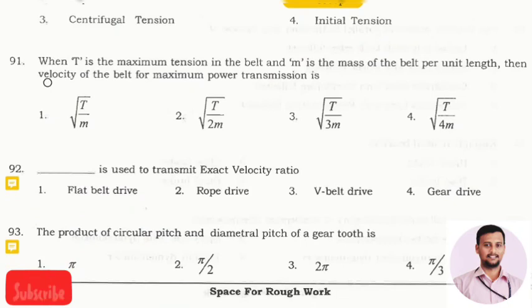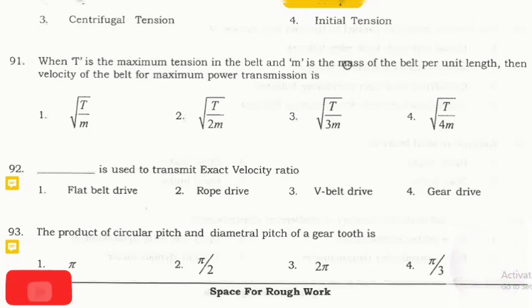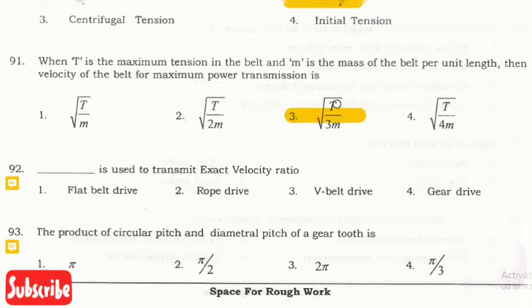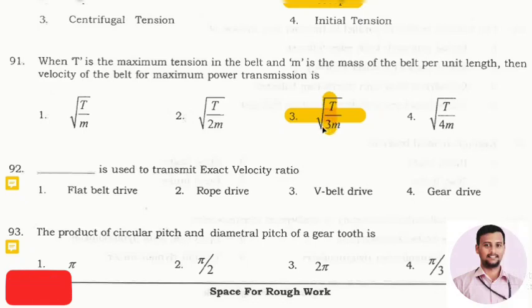The next question is: when T is the maximum tension of a belt and M is the mass of a belt per unit length, the velocity of a belt for maximum power transmission is given by? The right answer is option 3, that is root of T by 3M, where T is the maximum tension and M is the mass per unit length.